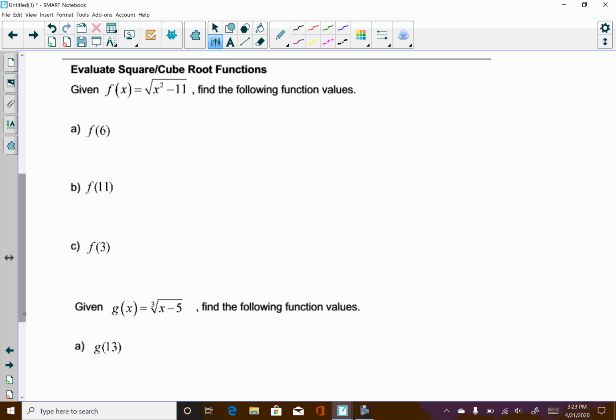You can also evaluate square and cube root functions. So in letter A here, they're telling us f of x equals the square root of x squared minus 11. If we find f of 6, that just means everywhere you see an x, plug in 6. So I'm looking at the square root of 6 squared minus 11. Okay, so that's the same as the square root of 36 minus 11, or the same as the square root of 25, and the square root of 25 is 5.